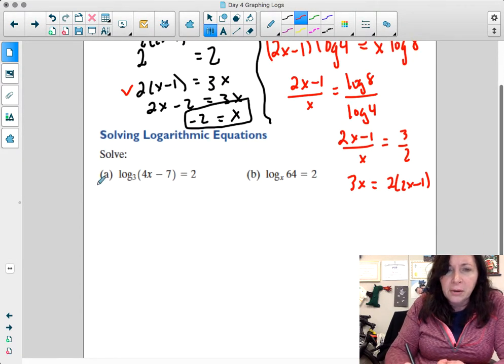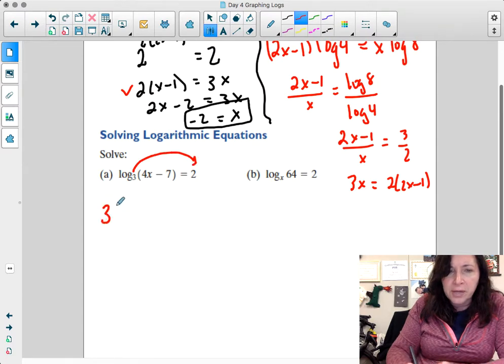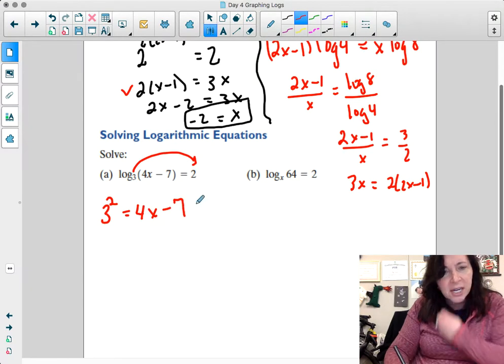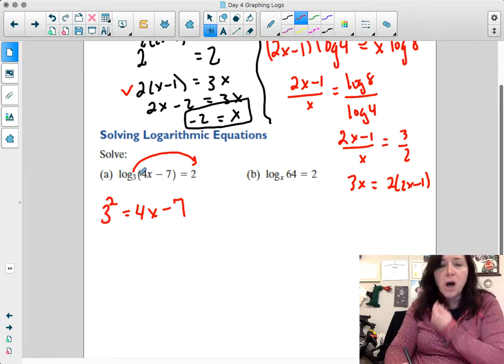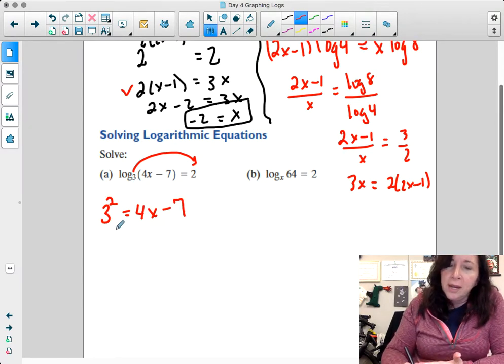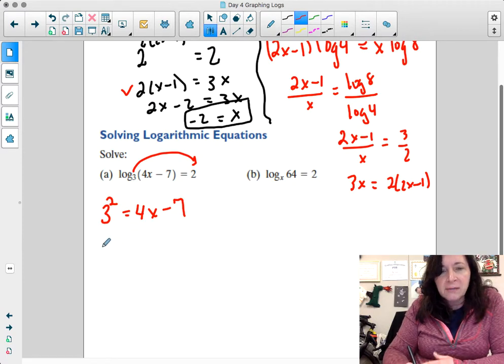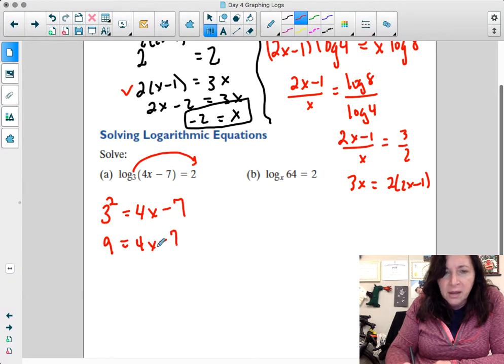These ones right here, base to a cross the equal sign. So we're going to go 3 to the second power is equal to 4x minus 7. We're going to change that base. Notice now I went from a logarithmic equation to an exponential, and when I convert that, I'm actually finding the inverse. So now I have 9 is equal to 4x minus 7. Add 7, I get 4x equals 16. x is equal to 4.